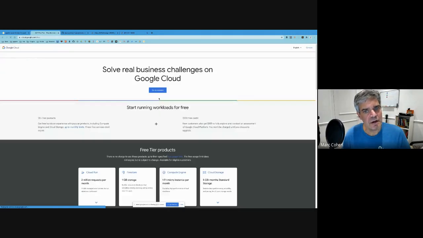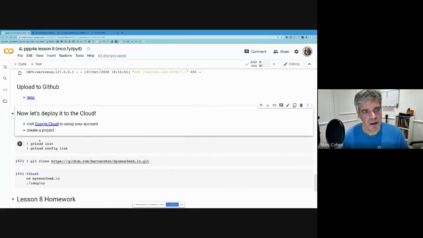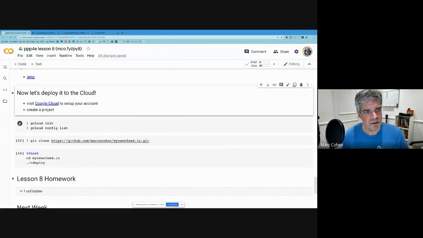If you go there, you can get $300 worth of credit in Google Cloud. You have to enter a credit card, so if you're not comfortable with that, that's totally fine. But at any rate, if you do that, then you can set up an account in Google Cloud and create a project. And then you can start running these commands locally.